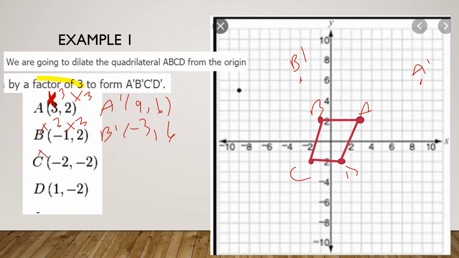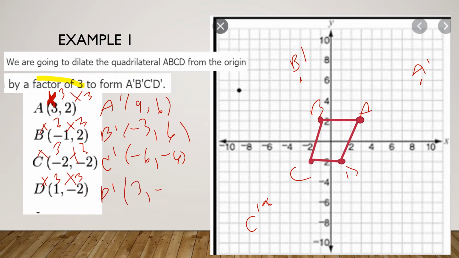Again, to get C prime, we multiply both coordinates by 3. So C prime would be -6, -6. So left 6, down 6, here, C prime. And then again, to get D prime, we multiply everything by 3. So it would be 3, -6. Over 3, down 6. That would give us D prime. And then if we connect, that gives us our new quadrilateral.